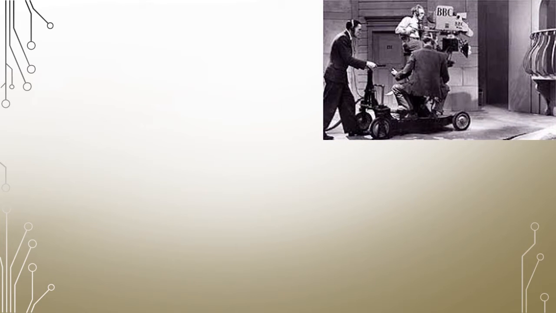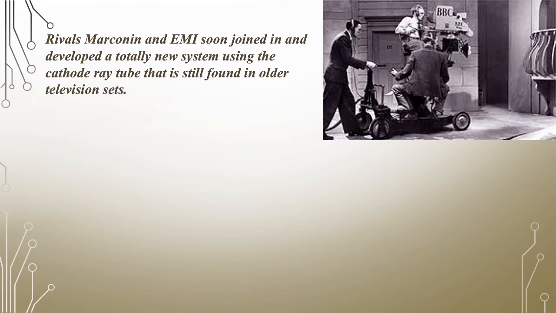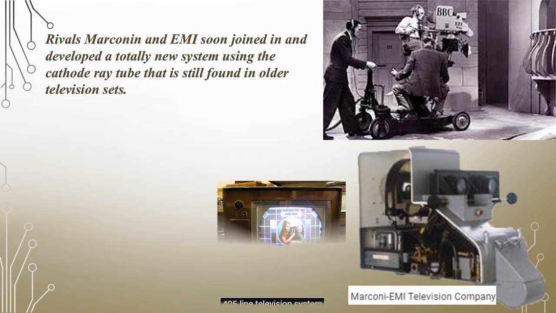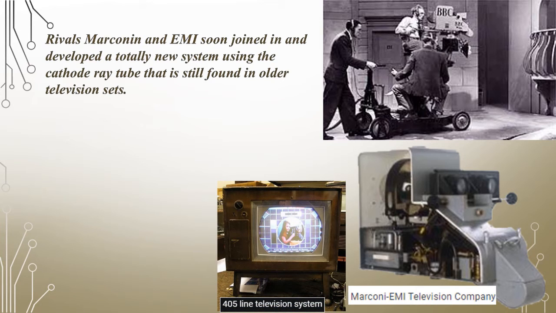The BBC in London opened the world's first television service in 1929, but it was available to only a few people in that city. Marconi and EMI soon joined in and developed a totally new system using the cathode ray tube that is still found in older television sets. Their system was much better and clearer, as it used 405 lines to begin with.